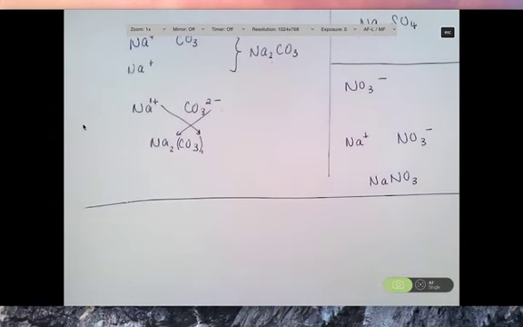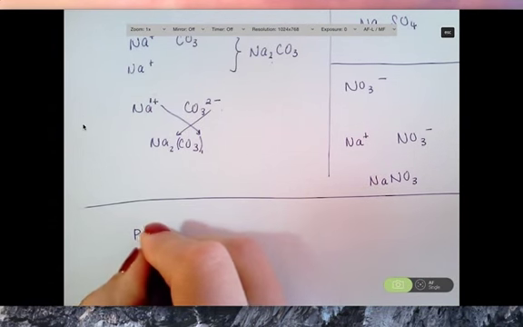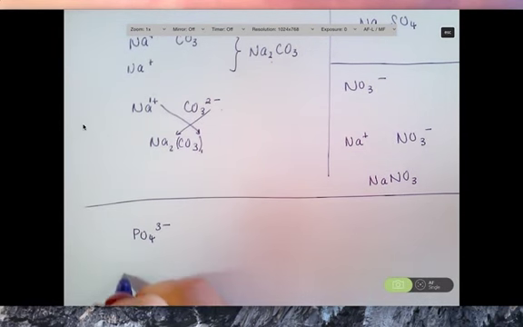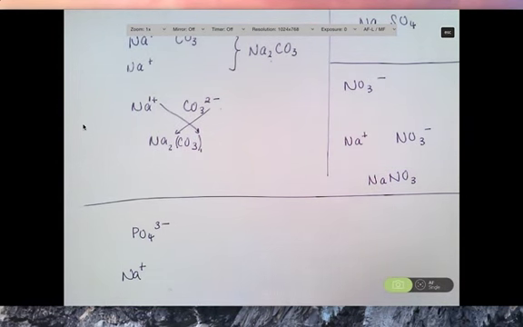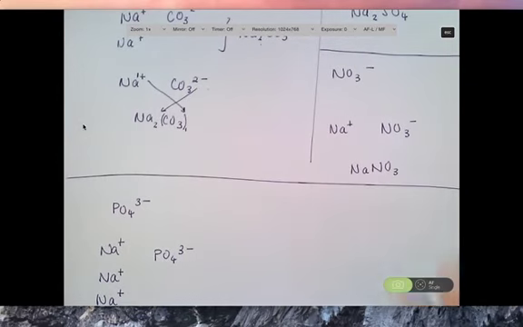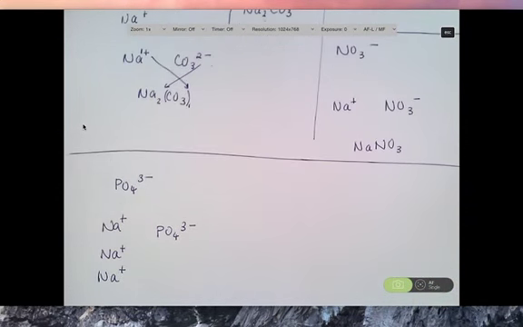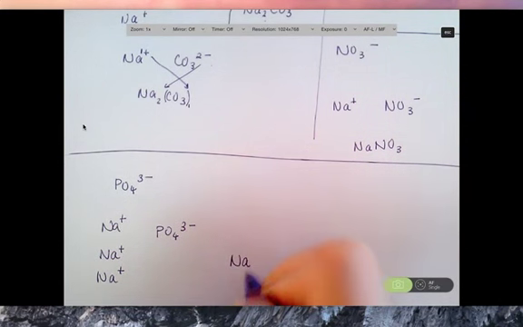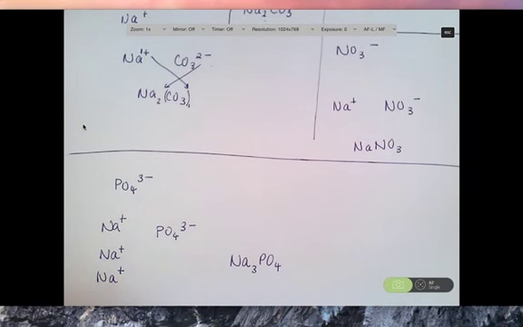Last but not least, we've got phosphate. Sodium, once again, has a +1 charge. Phosphate has a -3 charge. So here we're going to need 3 sodium ions for every 1 phosphate ion. That means we write the formula as Na3 phosphate. And that's really how we write the formula for compounds with polyatomic ions.